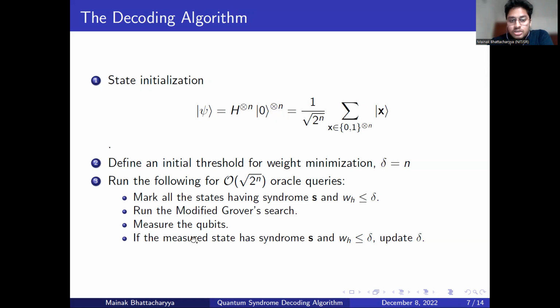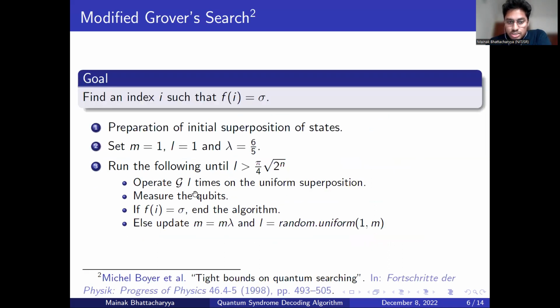Now, in this infinite algorithm approach, in the first step, we mark all the states having the syndrome S, that is our searching criterion. Also, another criterion is that we have to minimize the weight. So we start by saying: mark the states which have the syndrome and weight less than or equal to the initial parameter. In this way, we do the modified Grover search and we measure the qubits. Now, as seen from the previous slide, the modified Grover search has two outcomes: one, the solution that we are searching for; otherwise, we run the BBHT loop again and again.